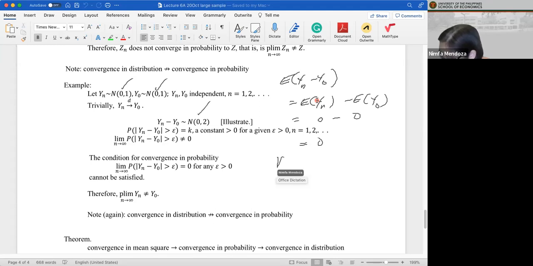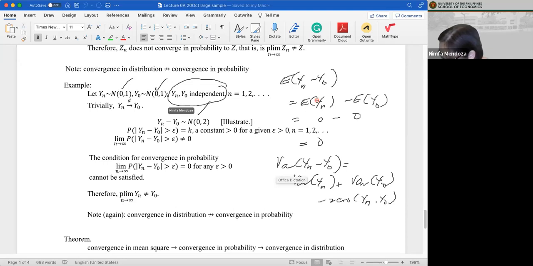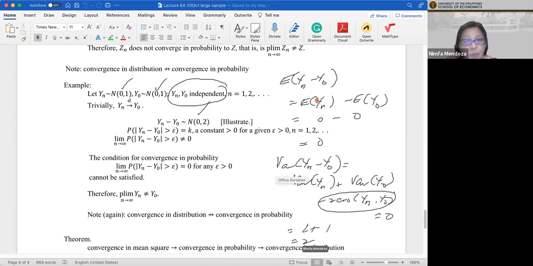Now, what is the variance of y sub n minus y sub 0? That is the variance of y sub n plus the variance of y sub 0 minus 2 times the covariance of y sub n, y sub 0. But y sub n and y sub 0 are independent, so the covariance is equal to 0. So you just have the sum of the variances. This is 1 plus 1, so that is 2. So the variance is 2 for this difference.